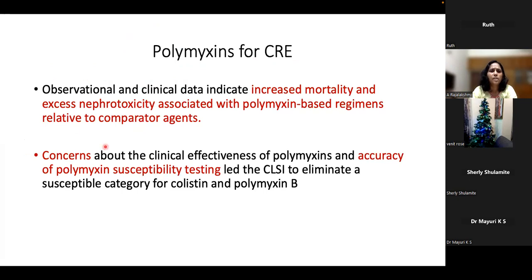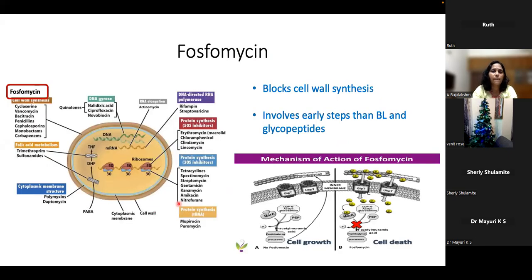Why is polymyxin less and less used? Because of the better drugs that we have in combination. They have found that there is increased mortality and nephrotoxicity associated with polymyxin-based regimens. And moreover, the accuracy of polymyxin susceptibility reported from the lab is always questionable because many labs don't follow broth microdilution, and again the clinical effectiveness when the MIC increases is a worry. So CLSI has stopped reporting the susceptibility category for colistin and polymyxin.